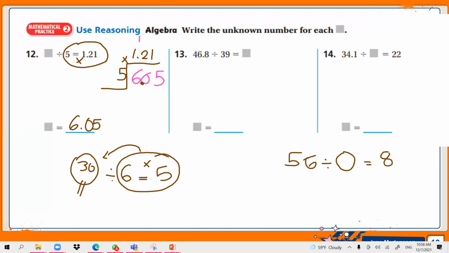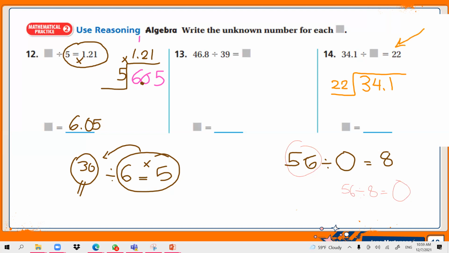Here in number 14, you have 56. I told you now, 56 divided by something is it. How do you know what this number is? Divide what by what? Bravo. To know what the missing number is, she will divide 56 by 8. Here you have the same. You will divide 34.1 by what? By 22.